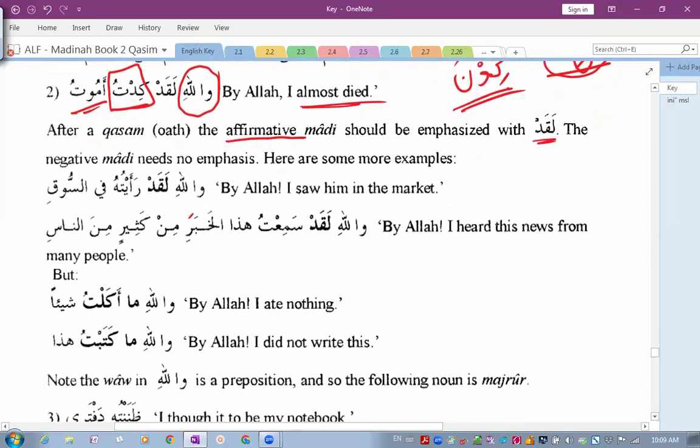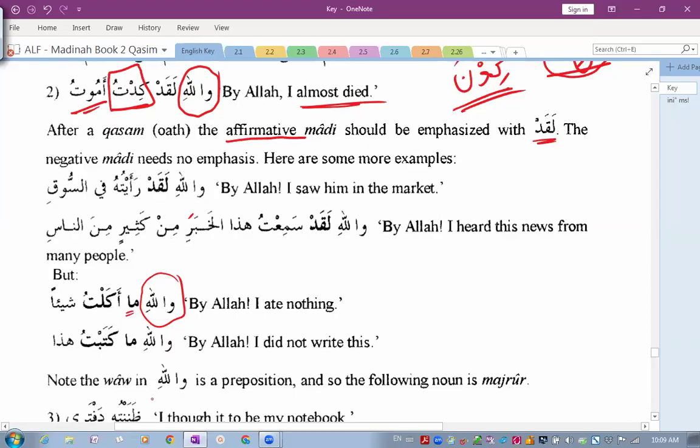But now a negative sentence is coming. Wallahi ma akaltu shay'an. You don't see a laqad over here. Why? Because after qasam you have a negative sentence, and whenever you have a negative sentence after qasam, it does not require emphasis. Like I said, we will learn a lot more about this in book 3, inshallah. For now, only learn the sentence, know the meaning, and that's it. What is important to know is that whenever you see laqad, you know there is a qasam there. Wallahi ma akaltu shay'an, by Allah, I ate nothing. Wallahi ma katabtu haza, by Allah, I did not write this.